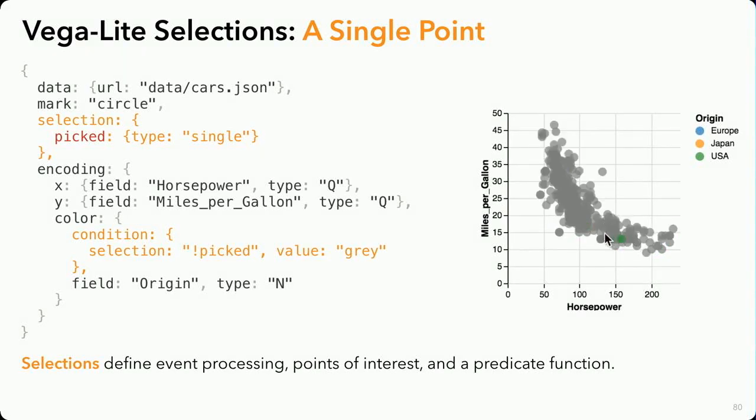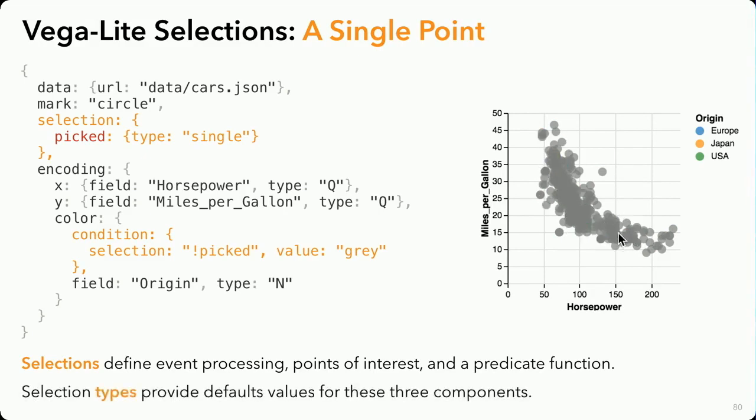The selection type is driving a lot of the default values here for the selection. So the three components that I described to you earlier, they are all here, but some of them are in the defaults. In particular, this single selection here is saying on click, select a single point, not on hover. And so, yeah, when you click them, they get added to the selection.